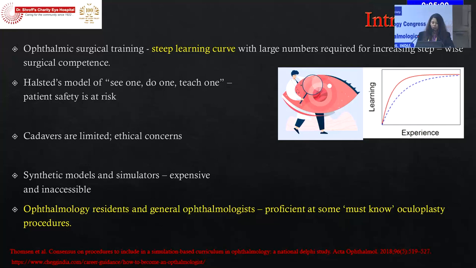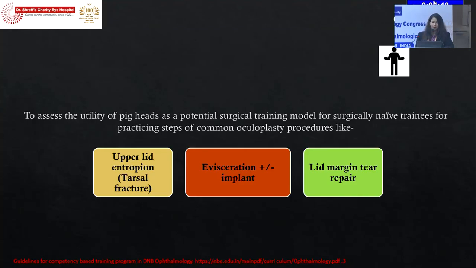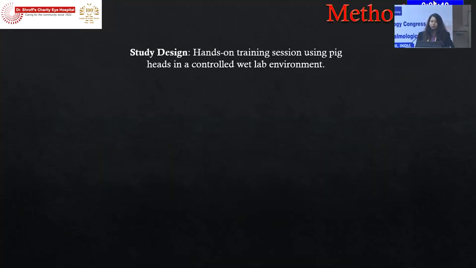So for ophthalmology residents and ophthalmologists proficient at some must-know oculoplasty procedures, we wanted to develop a tool to assess the utility of pig heads as a potential surgical training model for surgically naive trainees for practicing steps of common oculoplastic procedures which are a part of the NBE curriculum, like upper lid entropion surgery, evisceration with or without implant, and lid margin tear repair.